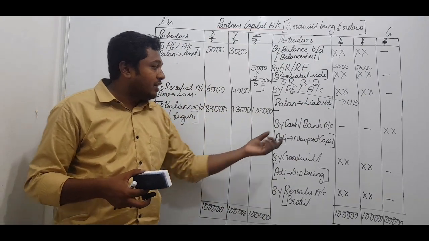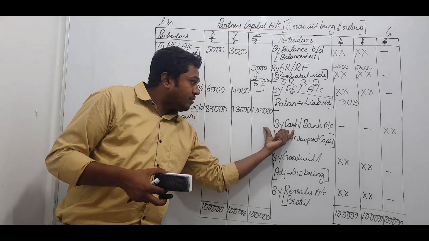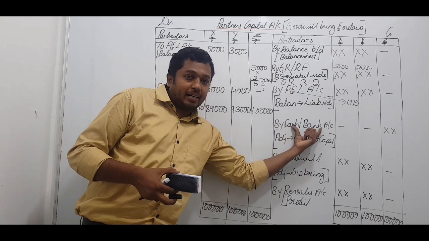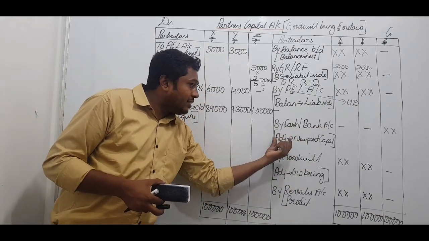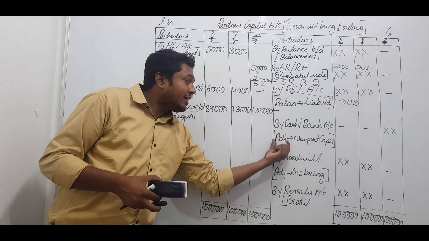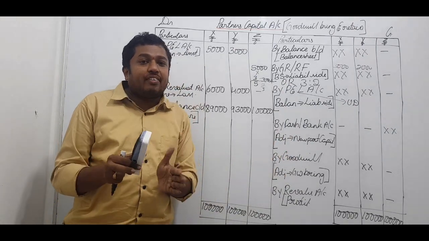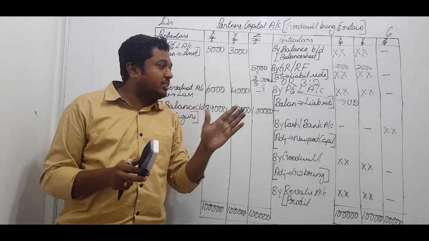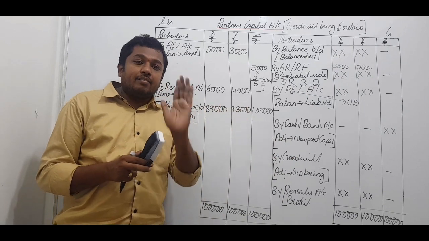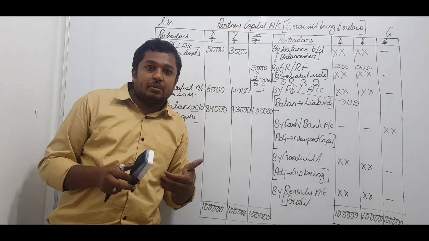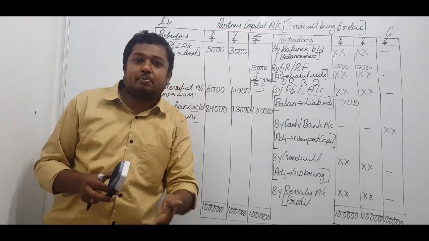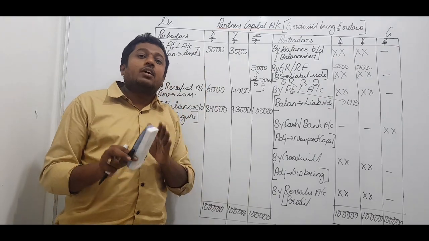Next, fourth item, by cash or bank account. This is given in adjustment. In adjustment, you will definitely find it, because it is an admission case. In every problem, whenever the partner enters into the business, he must bring the capital compulsorily.